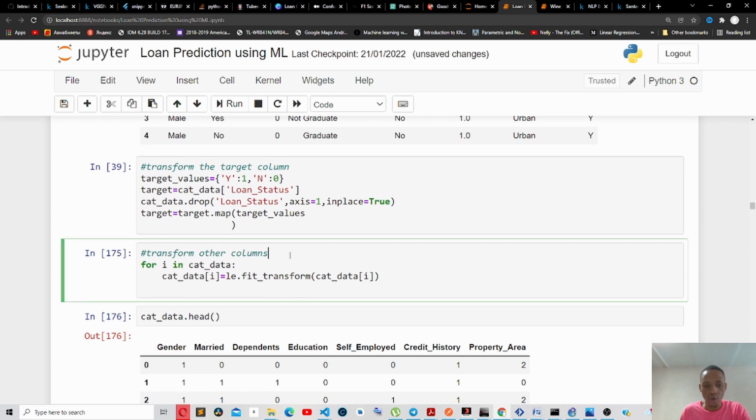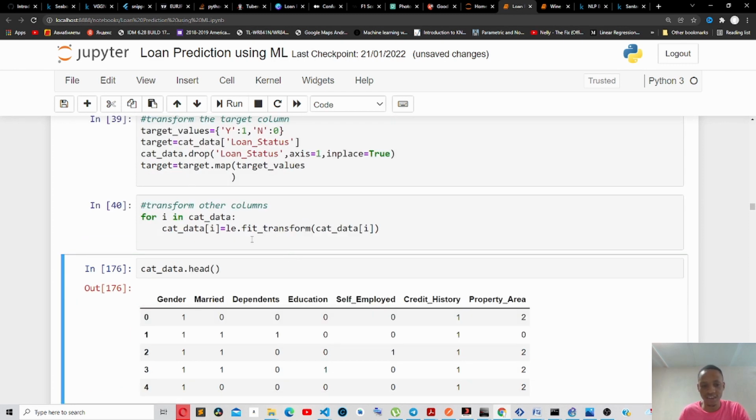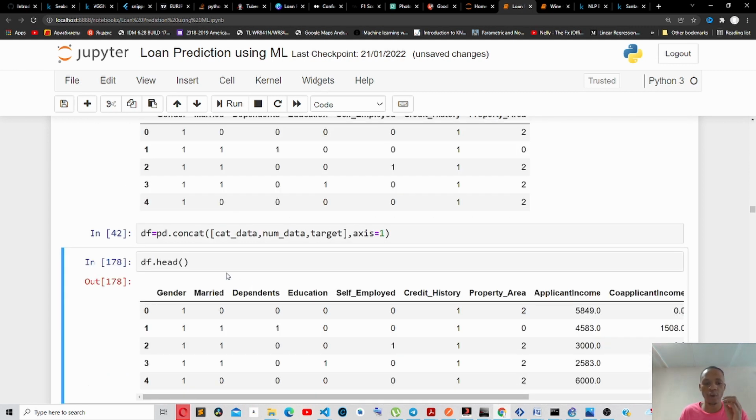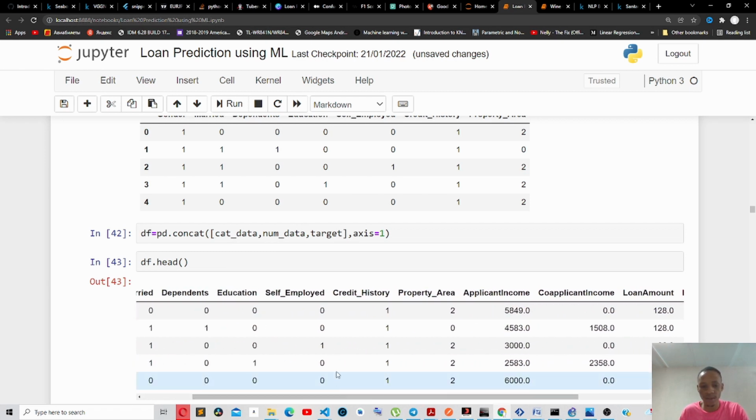So now we are going to also transform other values in our data set using one-word encoding. As we can see now, if the gender is male, we are going to place 1. If a person is not married, it's going to be 0. If he's married, it's going to be 1. And then the next thing that we are going to do is concatenate our categorical features and our numerical features into a single data frame. Since we have transformed both of them, as you can see, now we have both of them.